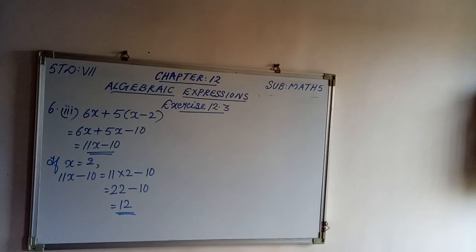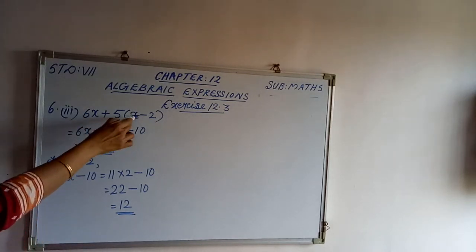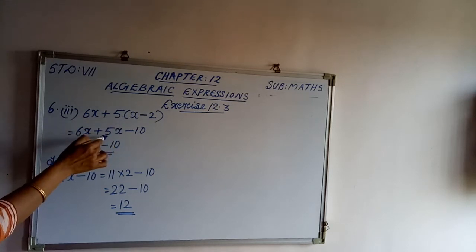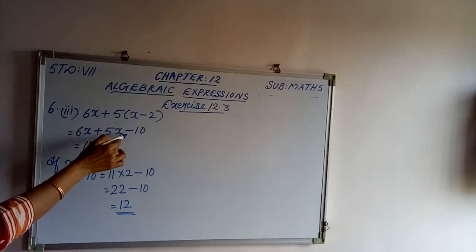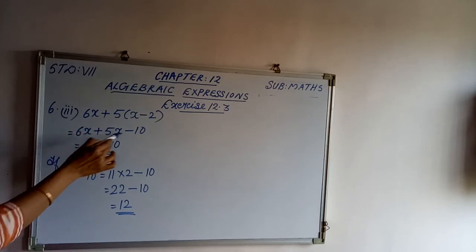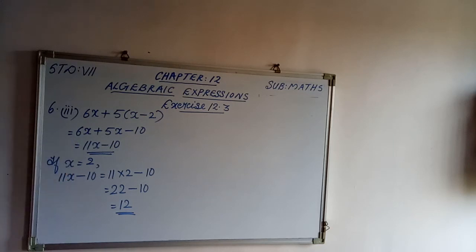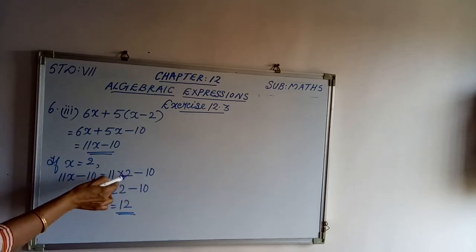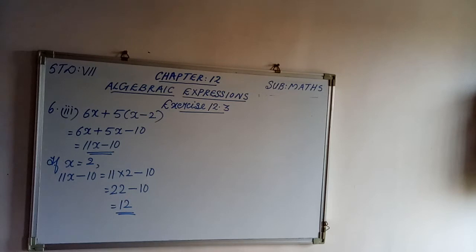Third question it is, 6x plus 5 into x minus 2. 6x plus 5 into x, 5x plus 5 into minus 2, minus 10. Then similar terms you can add, 6x plus 5x, 11x minus 10. This is the simplified form of the expression. Now if x is equal to 2, 11x minus 10 is equal to 11 into 2 minus 10. 11 into 2, 22 minus 10, that's equal to 12. Now fourth one.